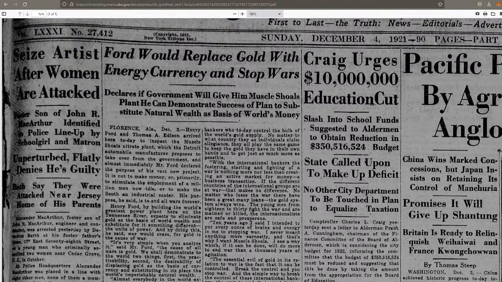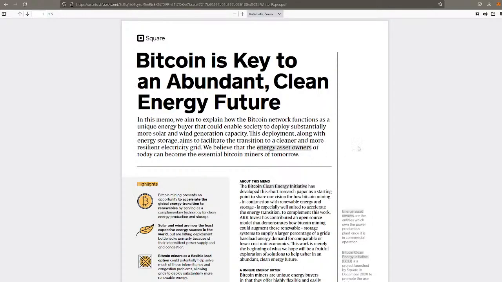Henry Ford said that if they could make money tied to energy, they could end all wars. That's what this article goes into talking about. Fast forward 100 years, right? Bitcoin is the key to an abundant, clean energy future. This article that I'm showcasing now is written by Square and ARK Invest.